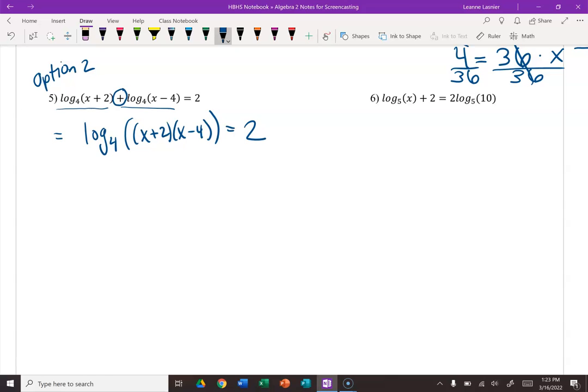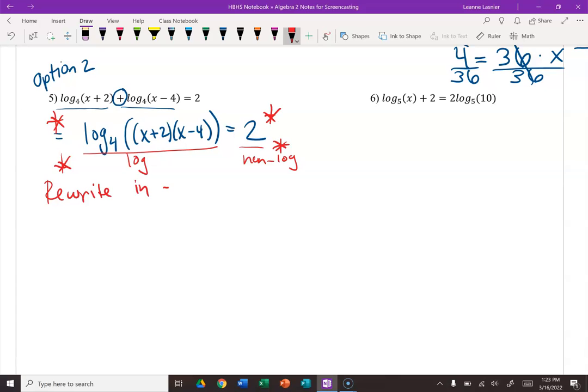So on the left side, I have 1 log. On the right side, I have no log. And again, I want you to make a big deal about this part on your paper. At this point, when you have a log on one side and a non-log on the other, so I'm going to put log, non-log, at this juncture is when you rewrite the equation in exponential form. So that's important to really stress that to yourself so you don't forget.